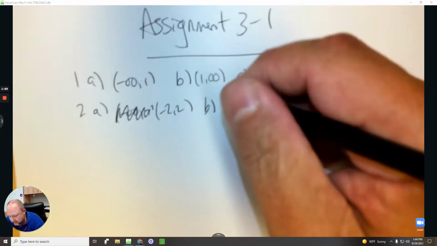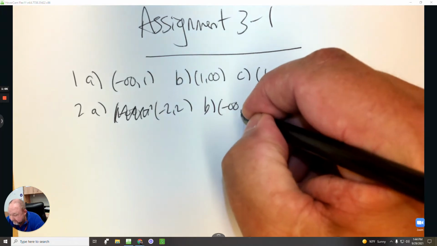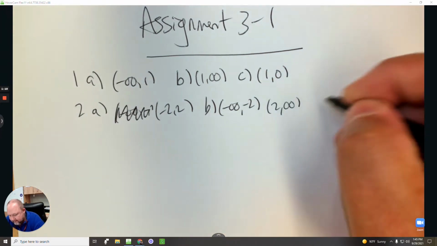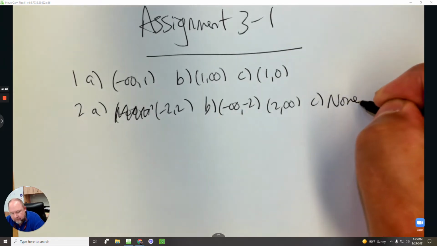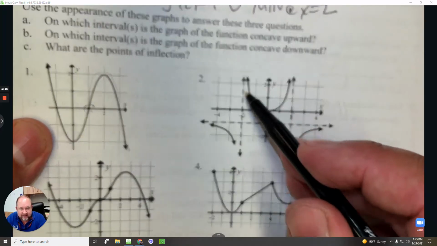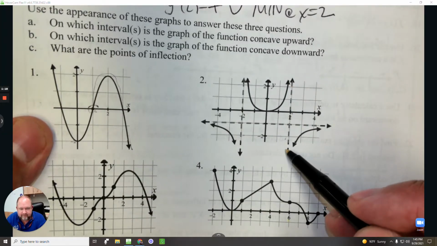And then B asks for concave down. That's negative infinity up to negative 2. That's positive 2 to infinity. And then there are no points of inflection. So where the concavity changes is at an asymptote, not at a point.